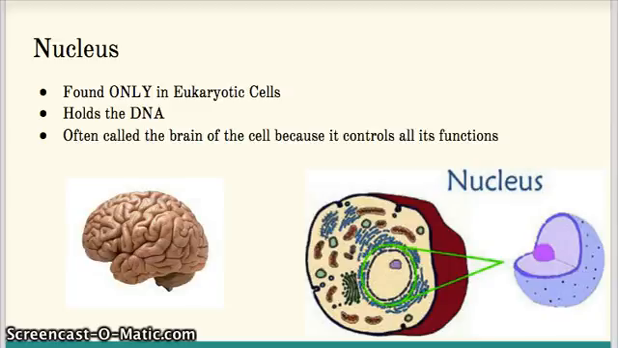The nucleus is only found in eukaryote cells. Remember, that's what makes them eukaryotic. And it holds DNA. It's kind of like the brain of the cell because it controls our cell. And it just is the house for our DNA. And remember, that's in plant and animal cells, only in eukaryotic cells.